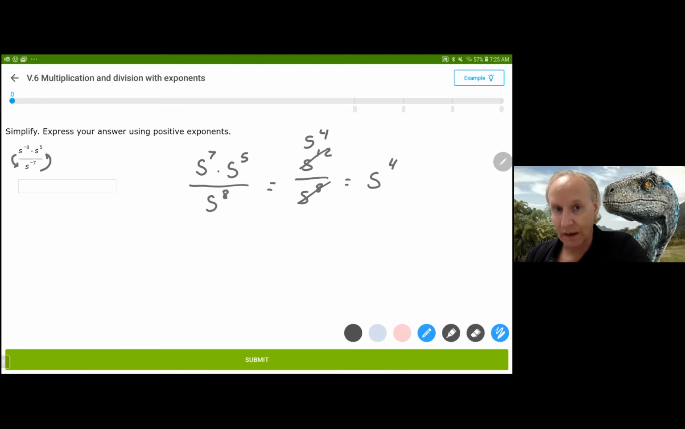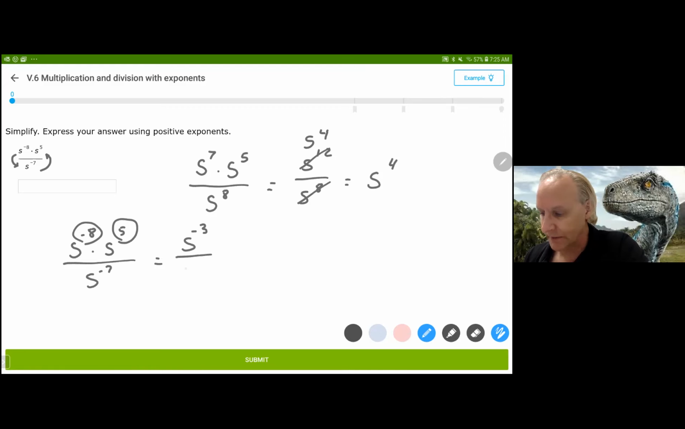Now, I'm going to go ahead and do it the other way as well, just to show you the difference in how they compare. S to the -8. Now, I could just turn off my brain and just follow the rules. And I have an s to the -7 in the denominator. Now, the rules say if I am multiplying equal bases with exponents, I'm going to add those exponents together. So I'm going to add this 5 with this -8, and I'm going to get s to the -3 in the numerator, and I'm going to have s to the -7 in the denominator.